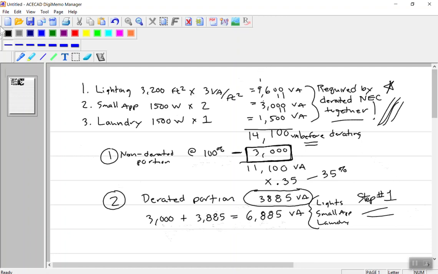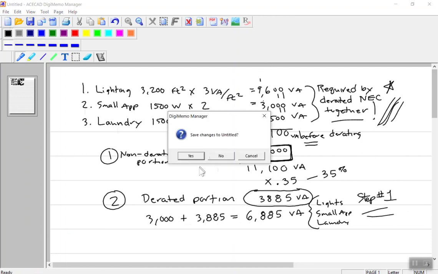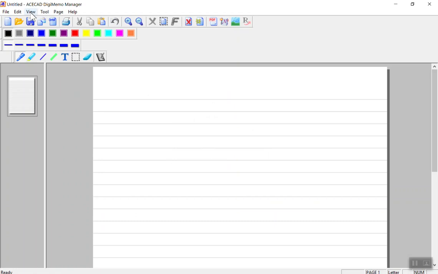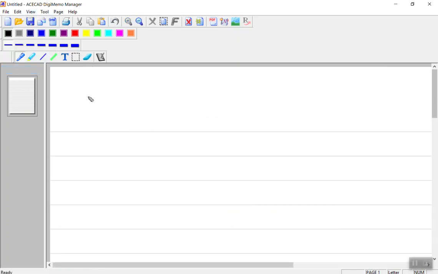So I'm going to start a new page here. You may need to continue on yours as well, or flip the page. But let's go ahead and continue. So step 1, right? I'm just going to put a 1 here. And this was for our lights, our small appliance, and our laundry. That gave us 6,885 volt amperes. Okay, that's just step number 1. Now we got to continue here because there's more stuff.